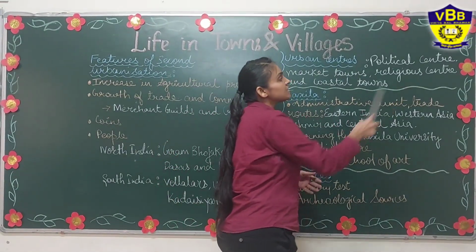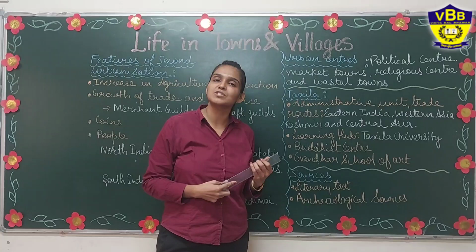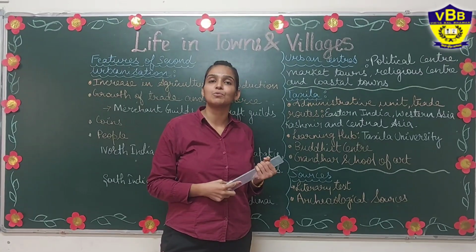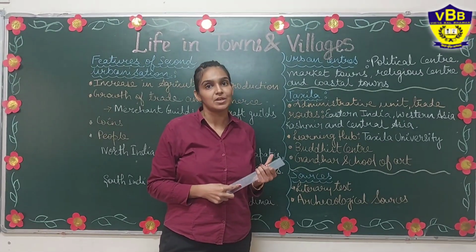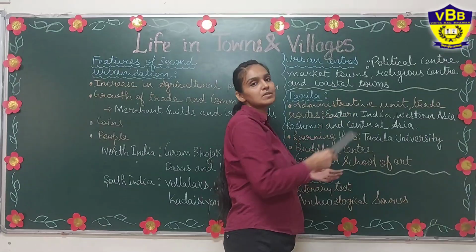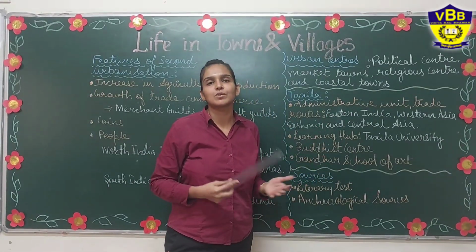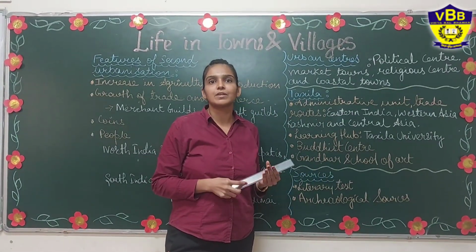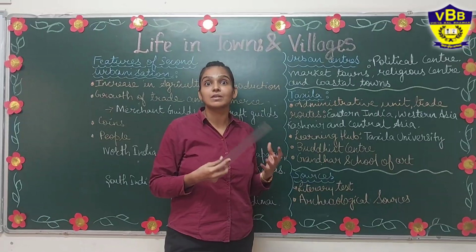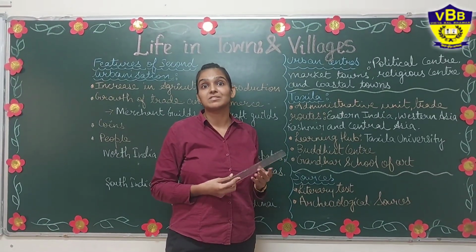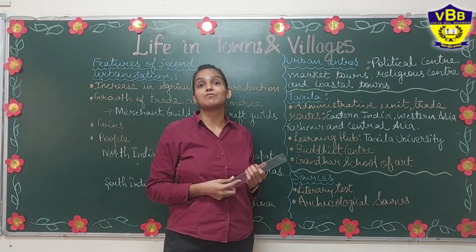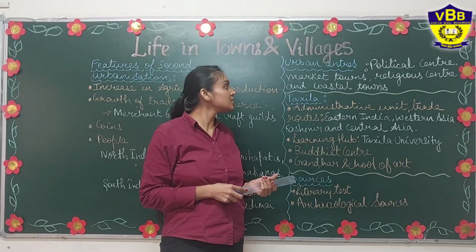Now talking about religious centers, as the name suggests, these must be the places where things related to our religion and God were situated. So these were the places where temples, stupas, and monasteries were there. Like in present day, we have Mathura, Varanasi, Kashi. We know all these places. These are religious centers where we can find things related to our religion.